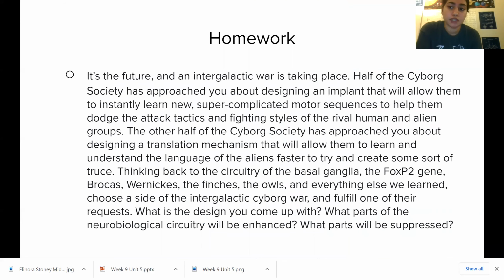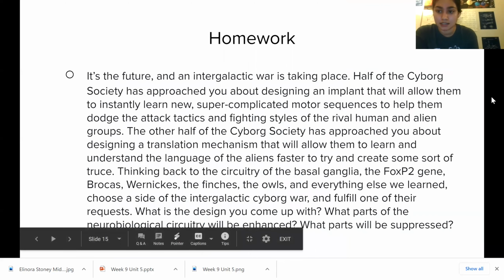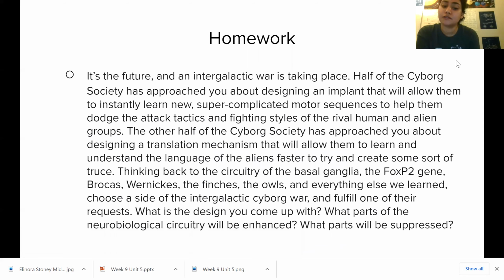Your homework for this week looks a bit dense, but basically it's to think through the following situation. It's the future and an intergalactic war is taking place. Half of the cyborg society has approached you about designing an implant that will allow them to instantly learn new, super complicated motor sequences to help them dodge the attack tactics and fighting styles of the rival human and alien groups. The other half of the cyborg society has approached you about designing a translation mechanism that will allow them to learn and understand the language of the aliens faster to try and create some sort of truce.